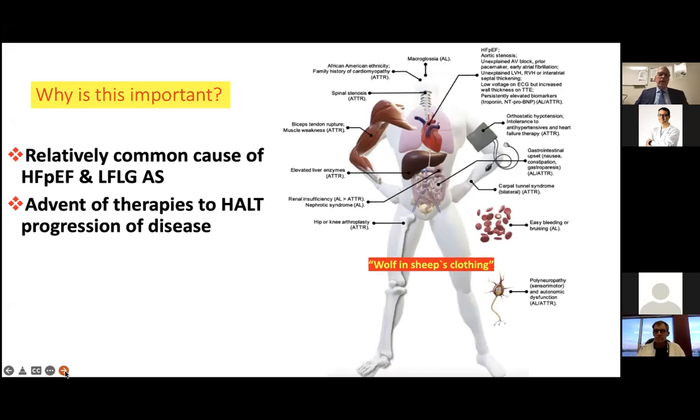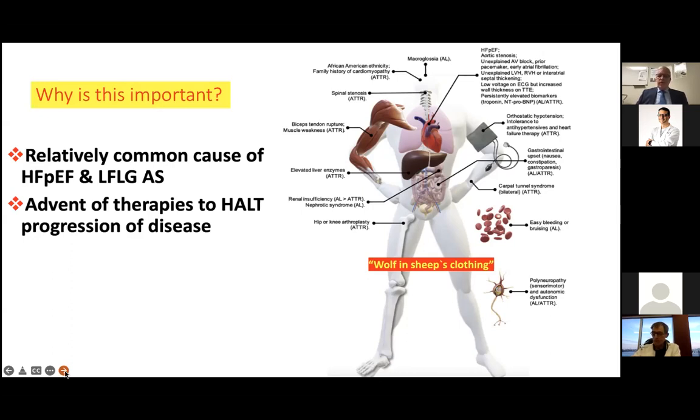Why is it important? Number one, for cardiologists and cardiac surgeons, it's a relatively common cause of heart failure with a preserved ejection fraction and low flow, low gradient aortic stenosis. And we now have therapies which can actually halt the progression of disease. So this has been a major milestone, in my opinion, in managing these types of patients. And that's why it's incumbent on the clinicians to diagnose this, because we do have therapies.